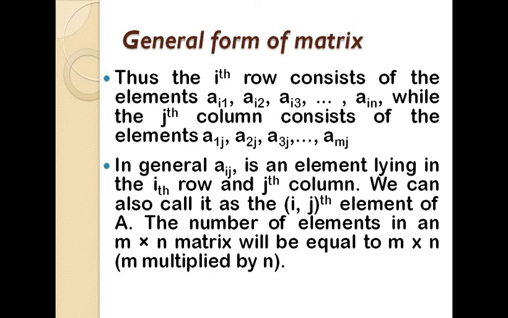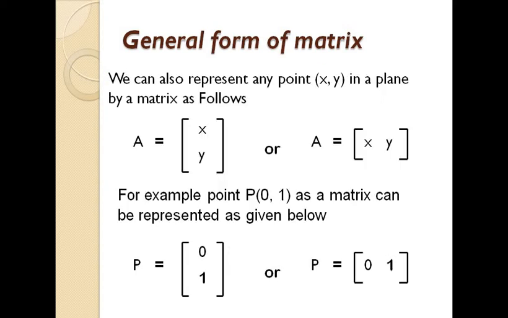So m multiplied by n, you will get the number of elements. In general form of matrix, we can also represent any point on a plane xy as a matrix. Now we know that in coordinate geometry we use x and y coordinate points to represent a particular point. So x and y in a plane can also be represented like this. If A is a point, then A can be represented as you can see here in columnar format, and here in row format. So in both ways we can represent it.